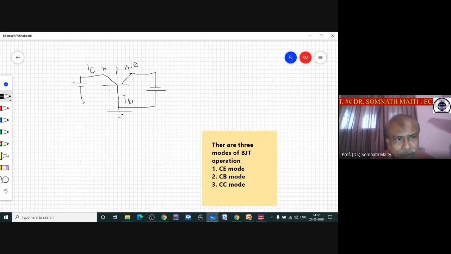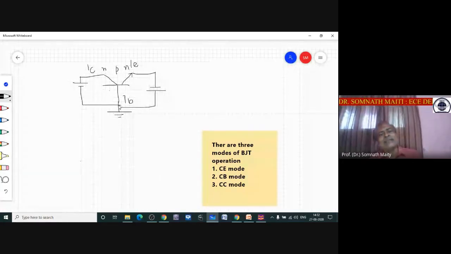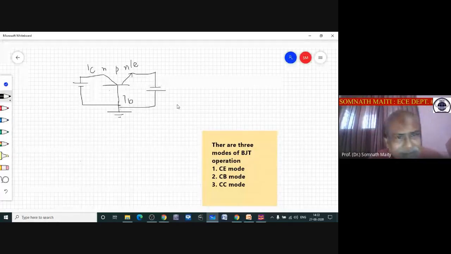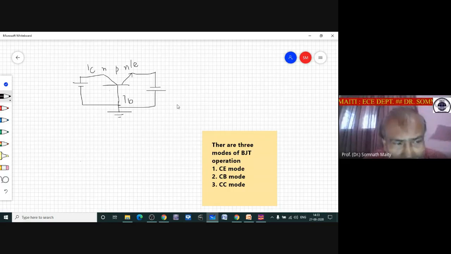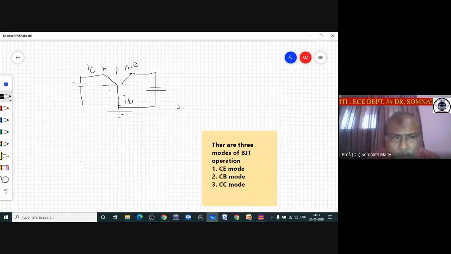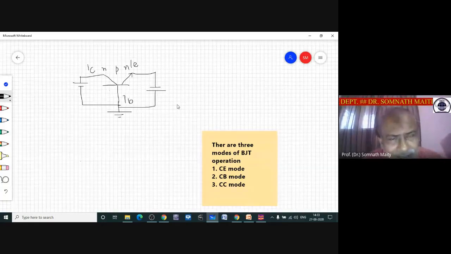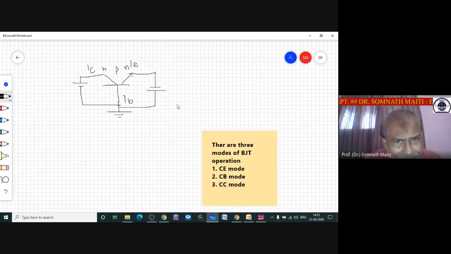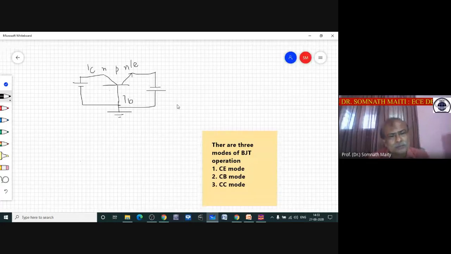So you will get this circuit, called common base. Have you got my point? Have you understood? Yes, sir. Common base means base should be grounded and the other two terminals' voltage will be applied according to which type of bias you are going to apply.